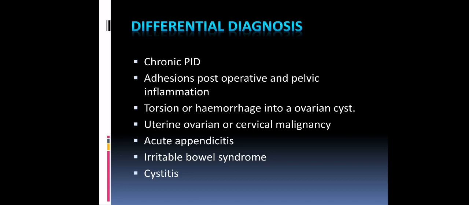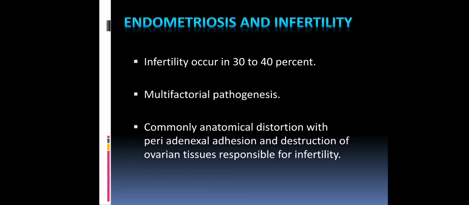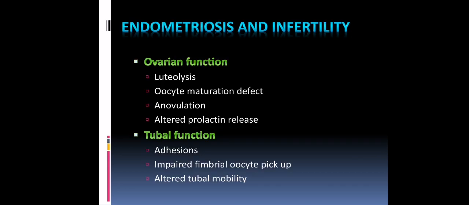Now, endometriosis has a very strong relation to infertility. Infertility occurs in 30 to 40% of patients having underlying endometriosis. It has a multifactorial pathogenesis. Commonly, anatomical distortion occurs with periadnexal adhesion, and destruction of ovarian tissue will result in infertility.